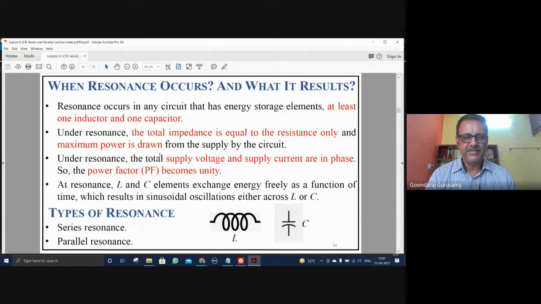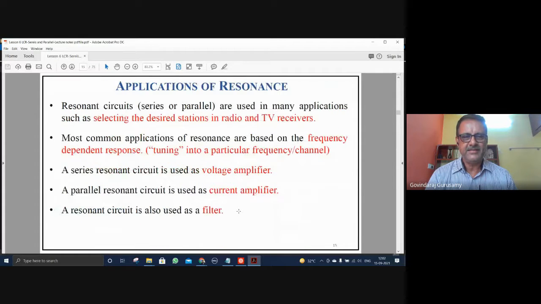Why study these things and these components? Applications of resonance, some of which you have already seen. This is a voltage amplifier, current amplifier. It can be used as a filter. It can be used in selecting the dish stations and radios and TVs. You see how many applications there are.